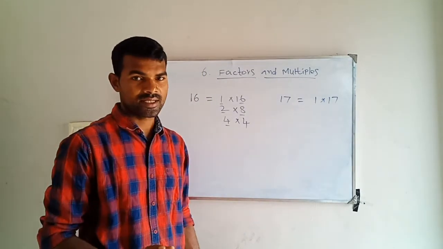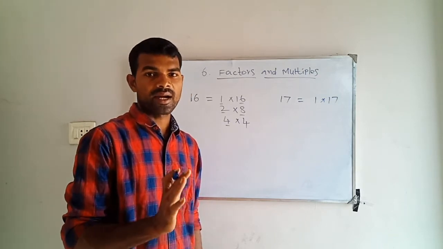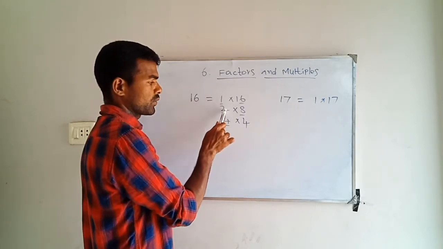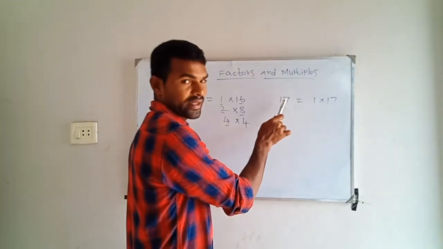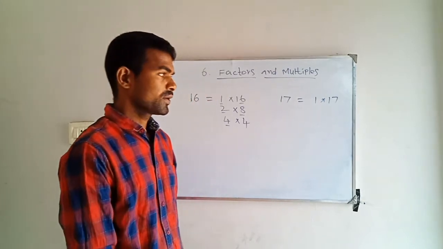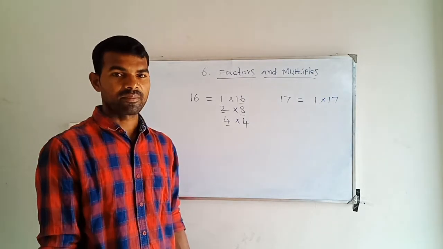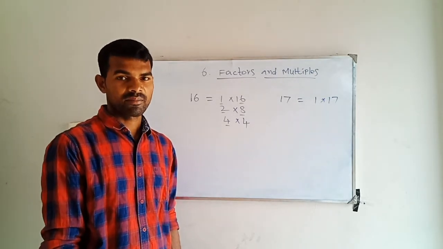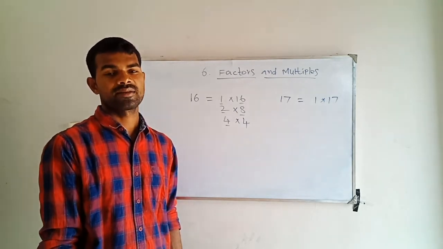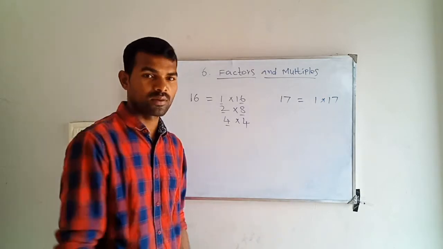From this you can understand that all numbers have factors. This number 16 has 5 factors: 1, 2, 3, 4, 5. And the number 17 has 2 factors, 1 and 17. So now you understand two concepts here. All numbers have a minimum of 2 factors: 1 and itself. This number has 5 factors and this number has 2 factors.